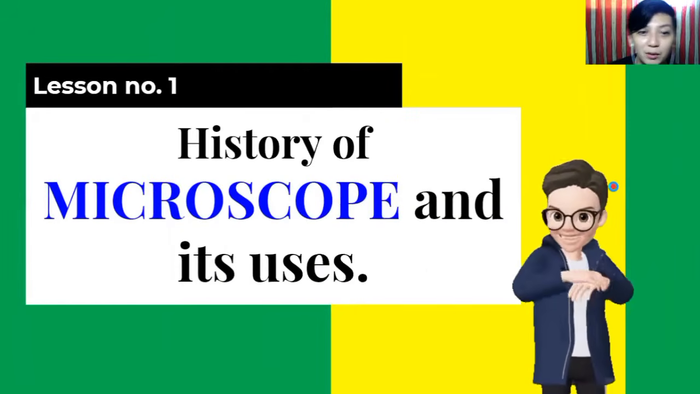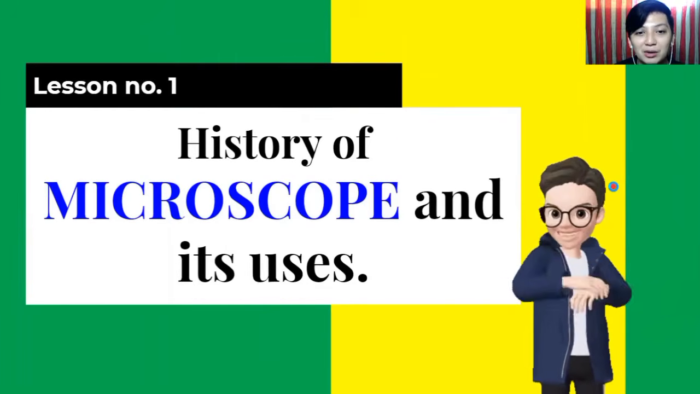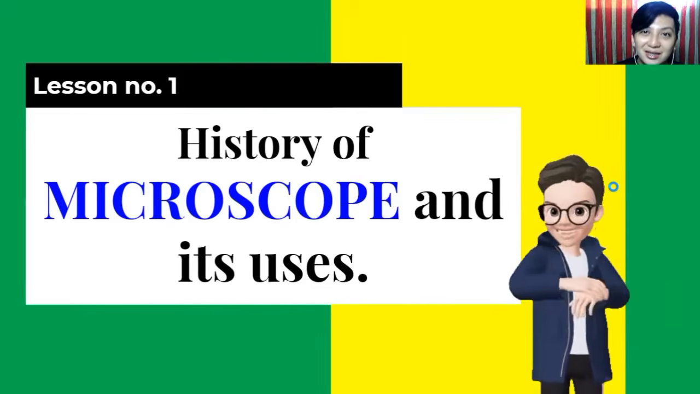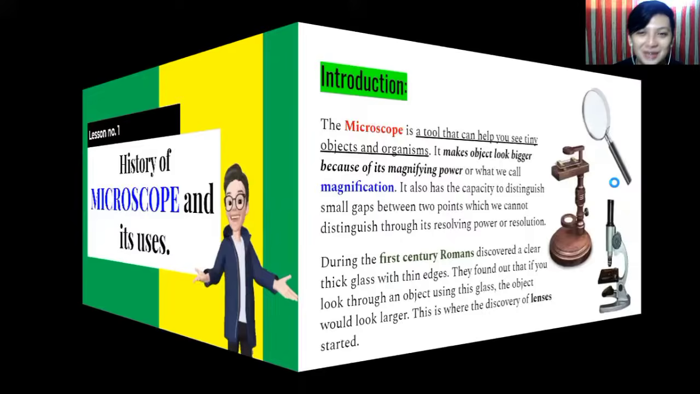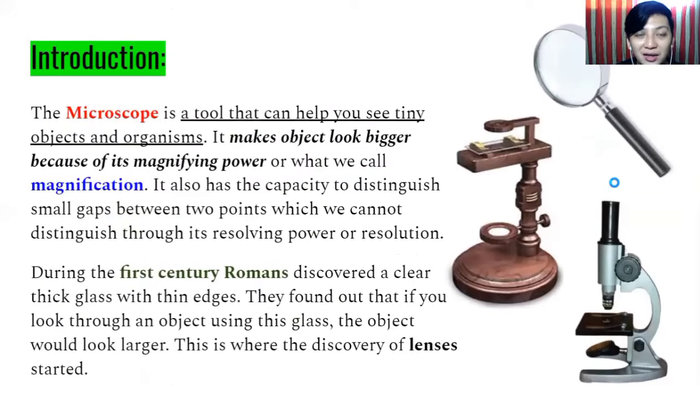So for lesson number one, we are going to tackle the history of microscope and its uses. Are you ready to listen? Okay, let's proceed. As an introduction, the microscope is a tool that can help you to see tiny objects and organisms. It makes objects look bigger because of its magnifying power, or what we call magnification.